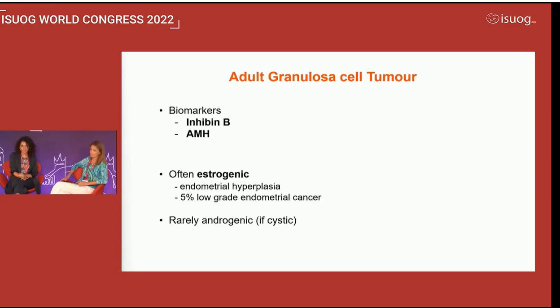Biomarkers to keep in mind: inhibin B, AMH. They can often be estrogenic, so they can also present in a patient with thickened endometrium or endometrial hyperplasia, and in 5% of cases with low-grade endometrial cancer. And in some cases, they can be androgenic. It's quite rare. And in this case, you would expect a more cystic structure at the ultrasound.